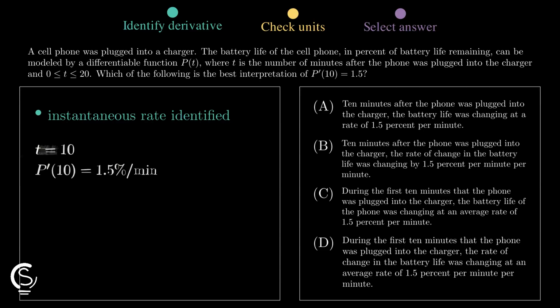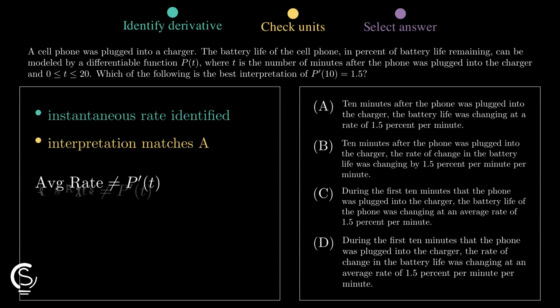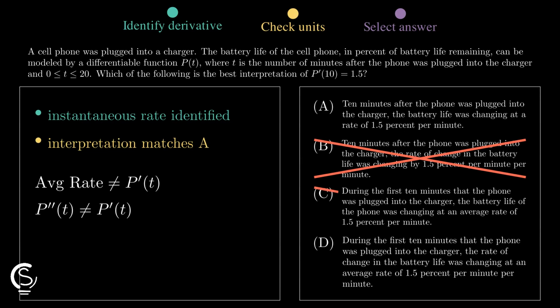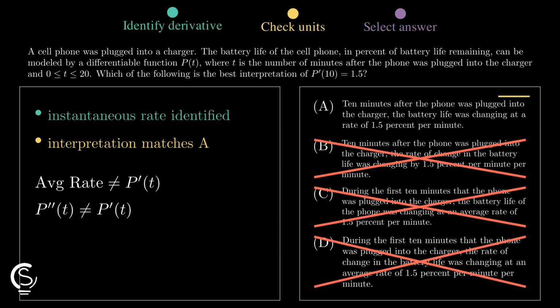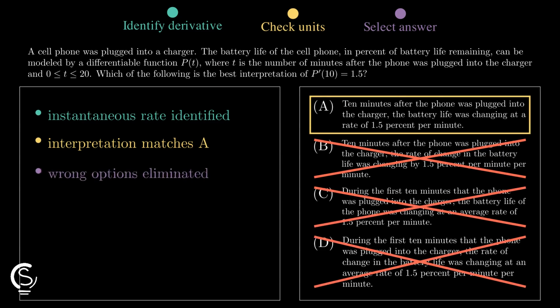Options C and D describe average rates, while B describes the second derivative. Only option A correctly identifies the instantaneous rate at the specific time, so that is our winner.